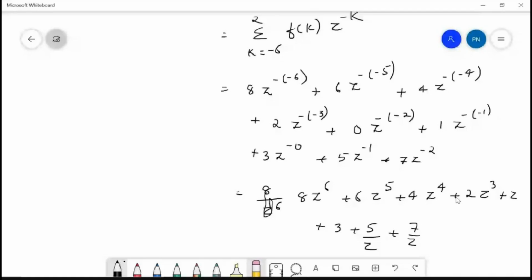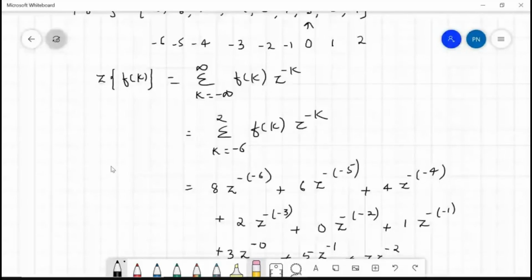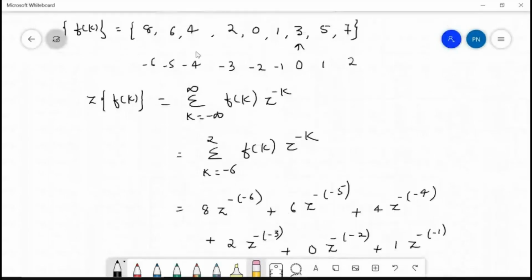Okay, so here the functional value is given in the form of a sequence, and when you are given a sequence, you will be given an arrow. So the arrow indicates that the functional value is for k equal to 0. So when k takes the value 0, the value of f of k is equal to 3. And then write all the values. Towards the right, take positive, and towards the left, you take all the negative values. And then substitute everything in the z transform formula.